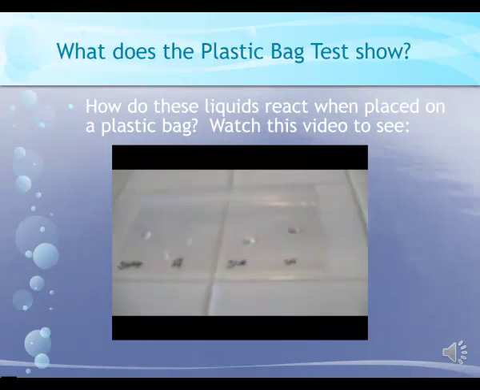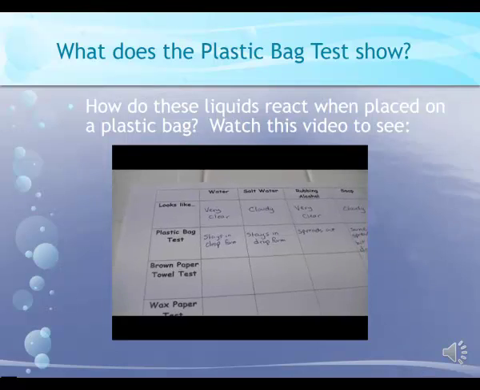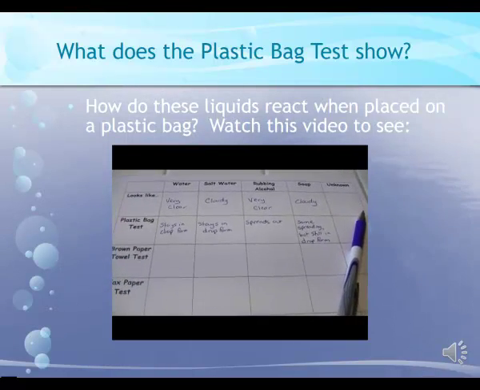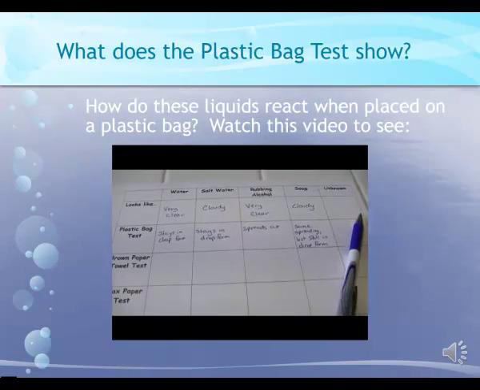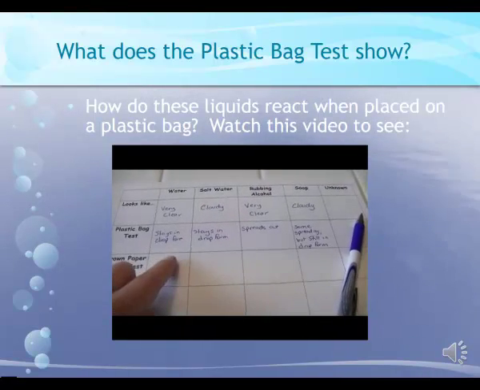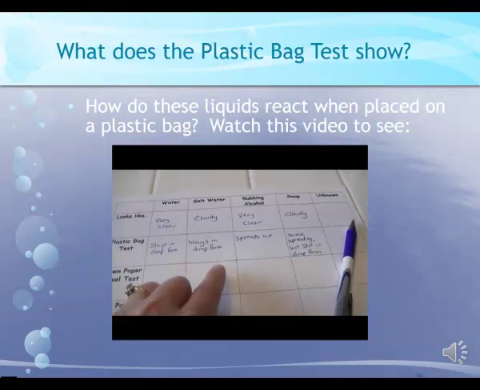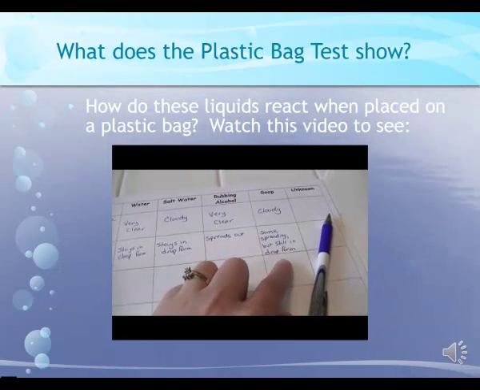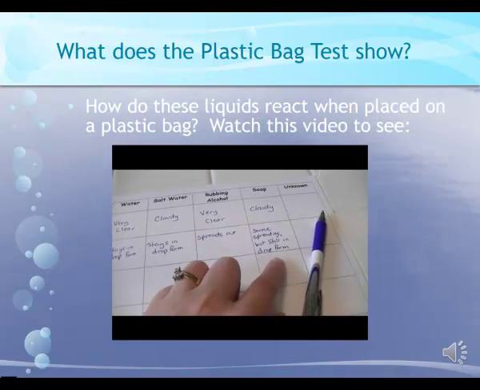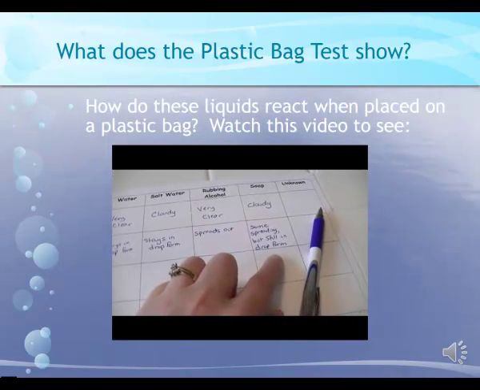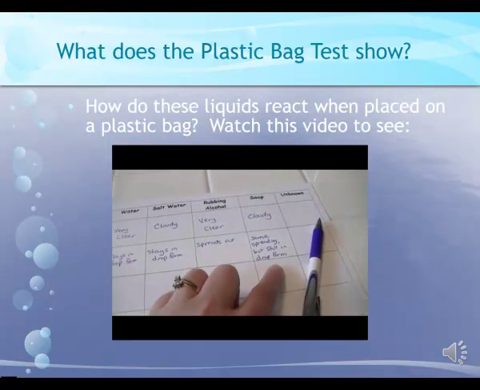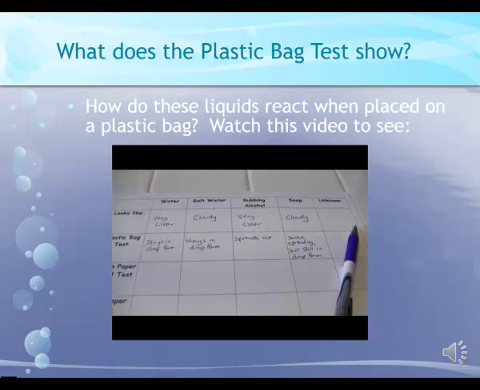So what I did is over on my table, I wrote that down. I put that the plastic bag test, the water and salt water stayed in drop form. There's the water, there's the salt water. The rubbing alcohol spreads out, and the soap, I kind of put it's some spreading, but still in drop form. It isn't as round as the waters, but it isn't as spread out as the rubbing alcohol.